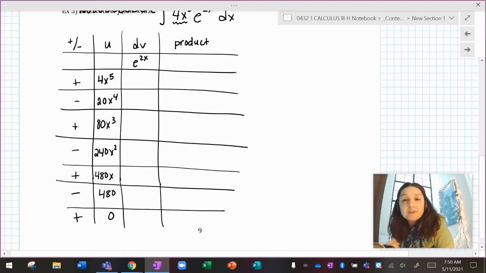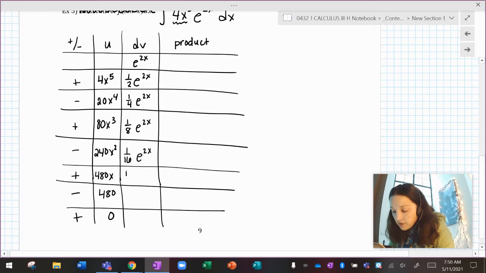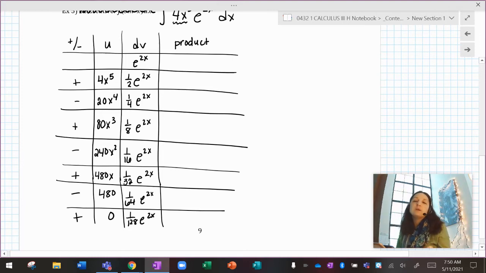So e to the 2x, the antiderivative of e to the 2x is 1/2 e to the 2x. Antiderivative of that would be 1/4 e to the 2x. 1/8 e to the 2x. 1/16 e to the 2x. 1/32 e to the 2x. 1/64 e to the 2x. And 1/128 e to the 2x. And honestly, that last one I don't need because it's going to get multiplied by 0, but I just felt like writing it.